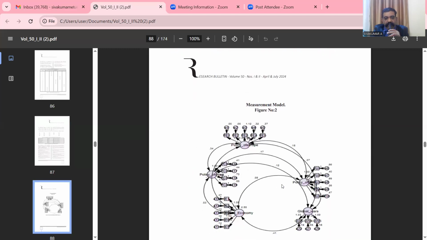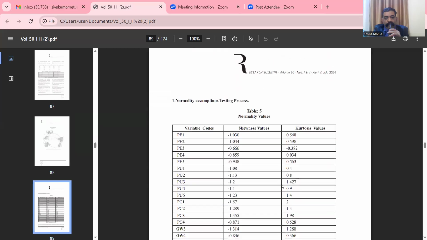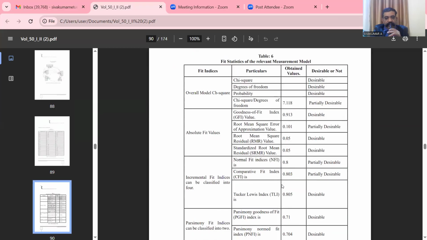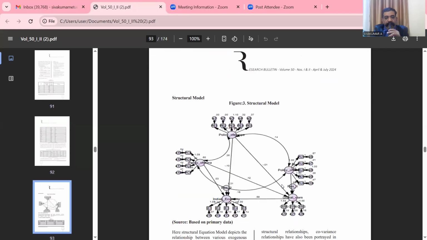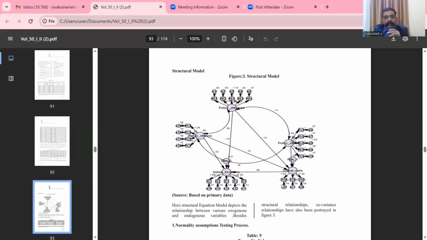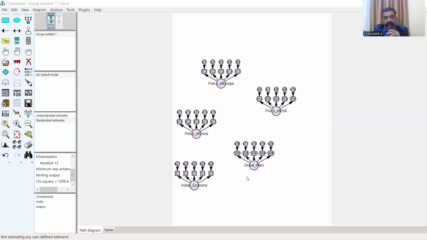Those are the hypotheses. Now we have to draw the structural equation modeling picture like this. This is the structural equation modeling figure. I will share my Amos platform with you. This is the Amos platform. This kind of picture is needed.